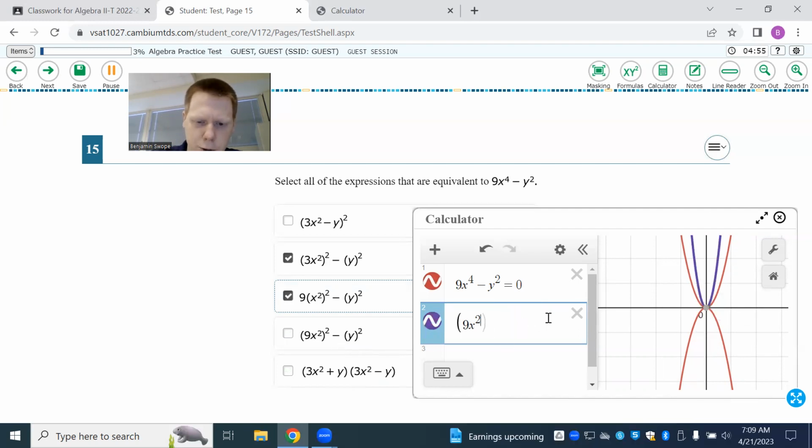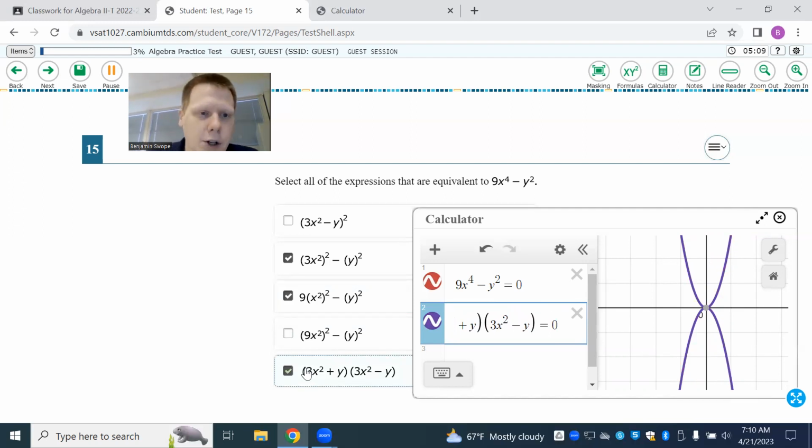Let's just do this last choice. 0, and you see that one also overlaps. So this one would have 3 answers.